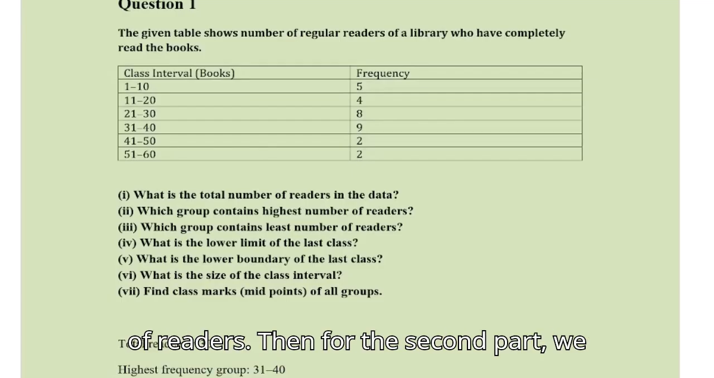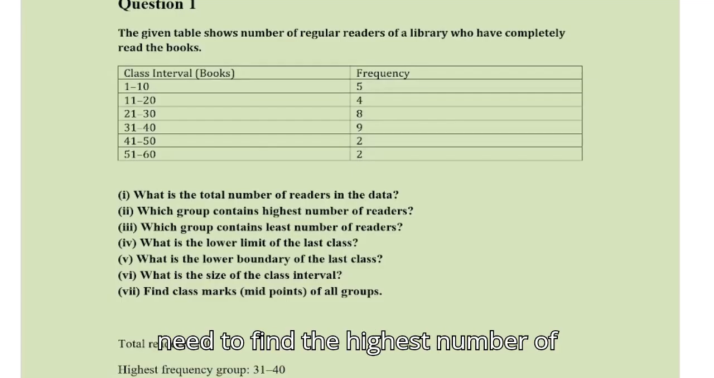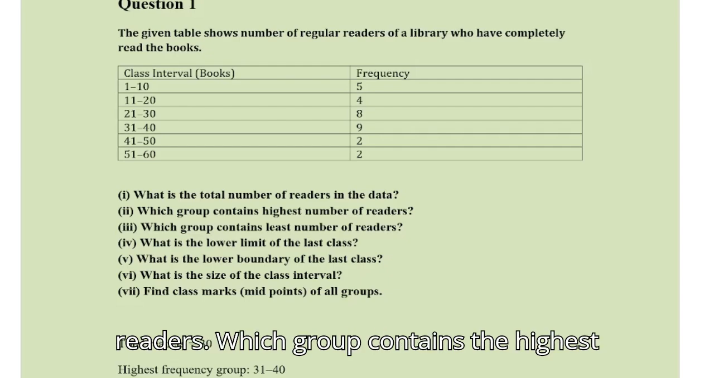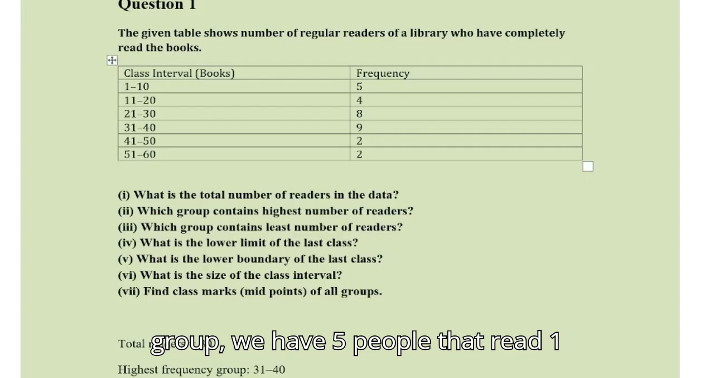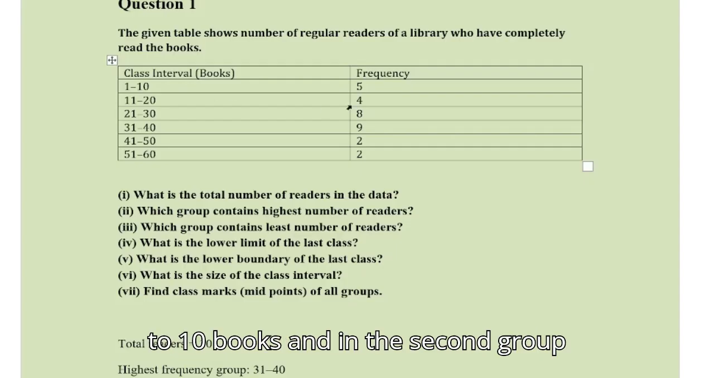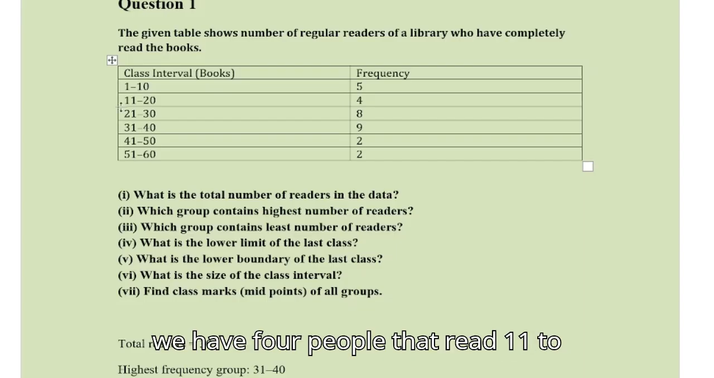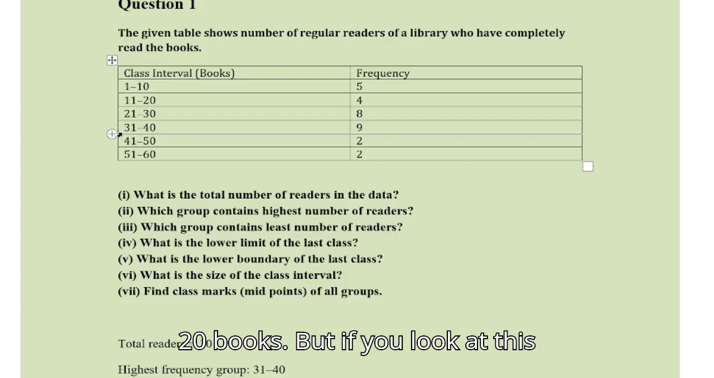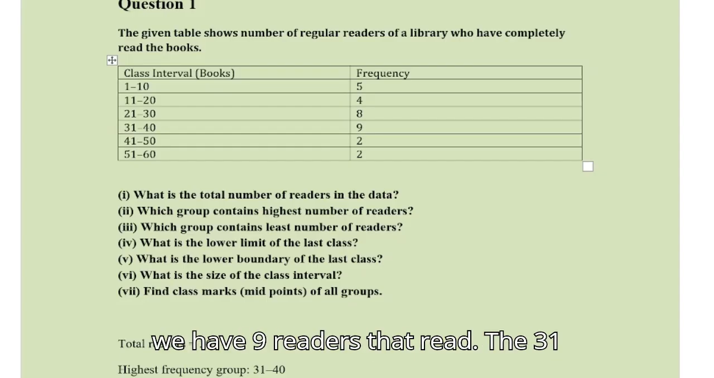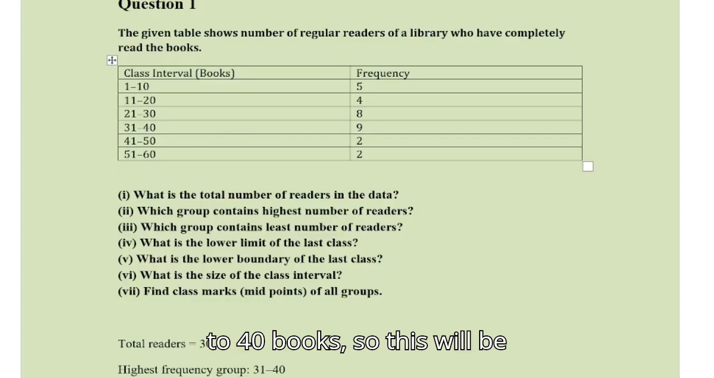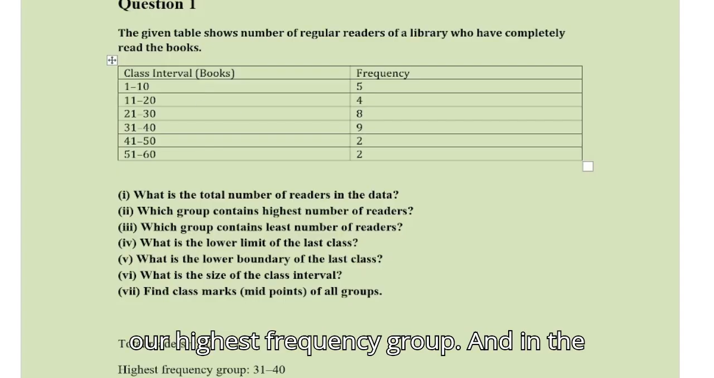Then for the second part, we need to find the highest number of readers. Which group contains the highest number of readers? Looking at the first group, we have 5 people that read 1 to 10 books, and in the second group, we have 4 people that read 11 to 20 books. But if you look at this class, which is from 31 to 40 books, we have 9 readers that read the 31 to 40 books. So this will be our highest frequency group.